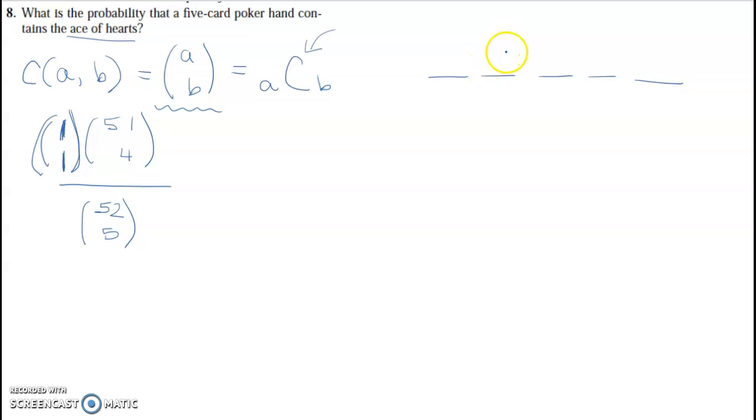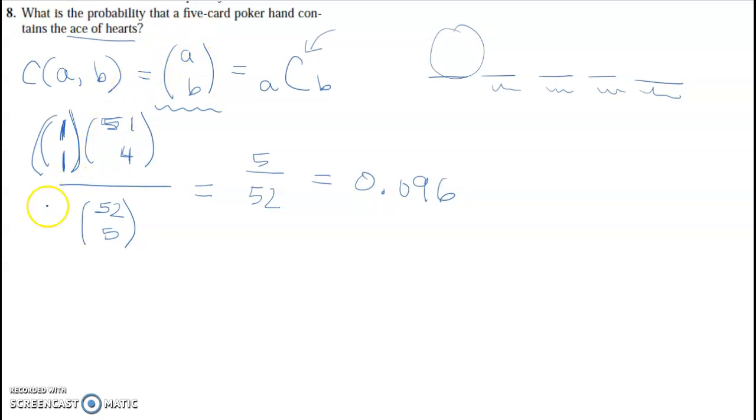And if the ace of hearts is chosen, maybe here, then for these remaining 4 spots, we have a choice out of 51 cards now, because out of 52, one of them must be selected. So out of the pool of 51 cards, we need to pick any 4 of them. So this is where this part, 51 choose 4, comes from. Alright, so if you do this, you guys can use the online calculator. This should come down to 5 over 52, which is about 0.096. So probability-wise, the probability of satisfying this condition is about 9.6%.